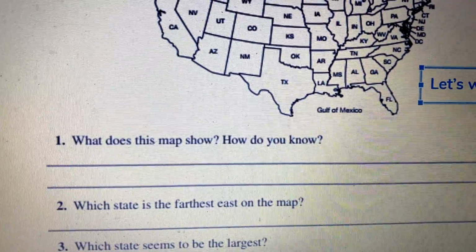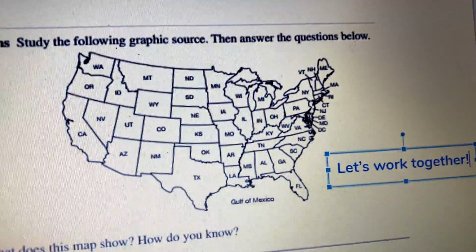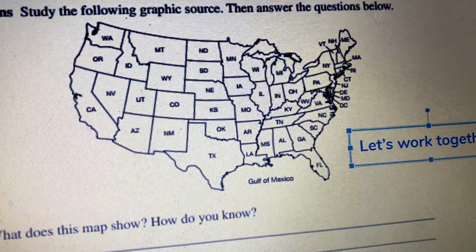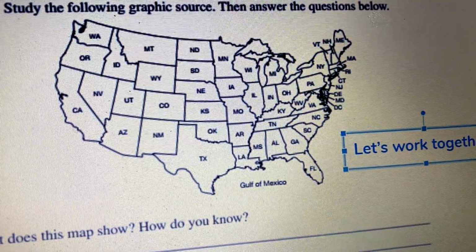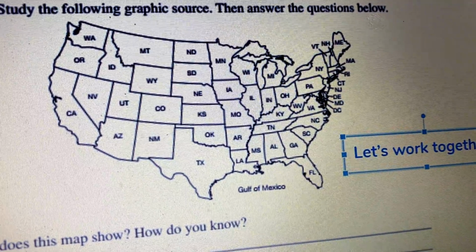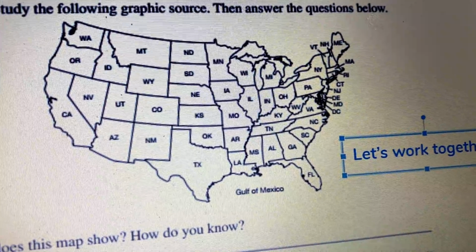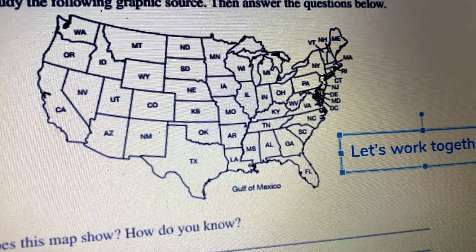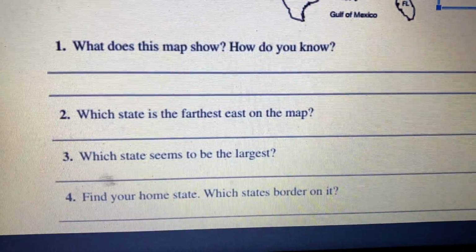Number 1, what does the map show? How do you know? Well, we already answered that, didn't we? The map shows, that's right, the United States. How do we know that? Because we're looking at a picture of the United States of America. It's a graphic source. Good job. Let's take a look at number 2.